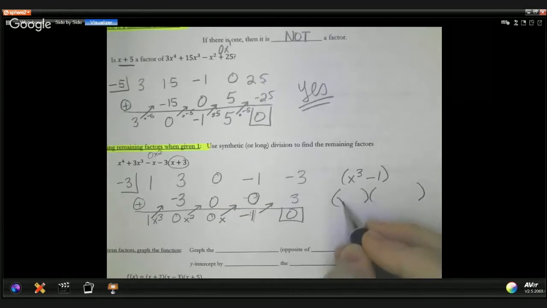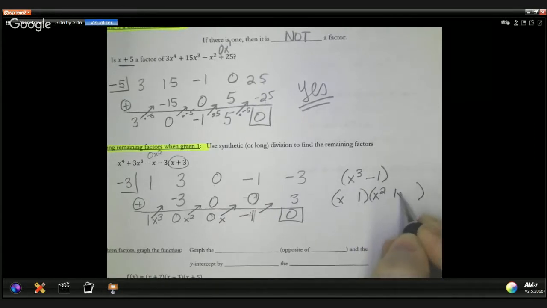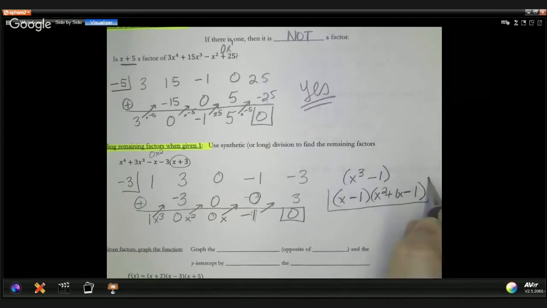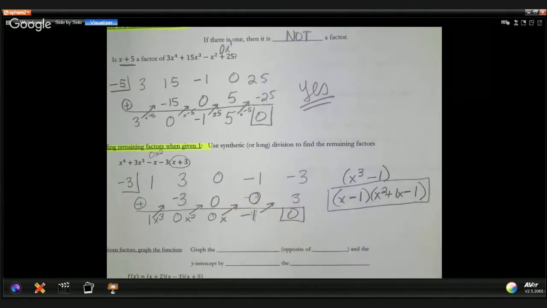So that's our sum. Our first one's x, our second one's 1. So first one, second one, first one squared. First one times the second one, squared. First sign's the same, second sign's not, last sign's always plus, and here's what you got. So these are the remaining factors, given we already knew what one of them was. So again, what we did was we used synthetic division to find out our polynomial, which was x to the 3rd minus 1, and then you factored that.